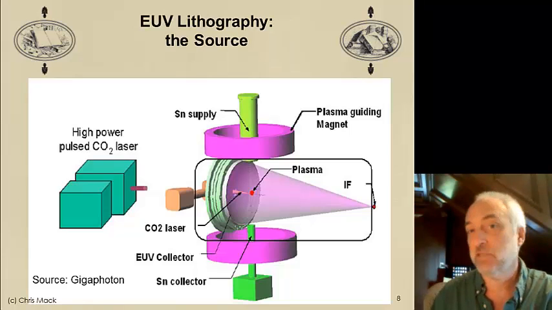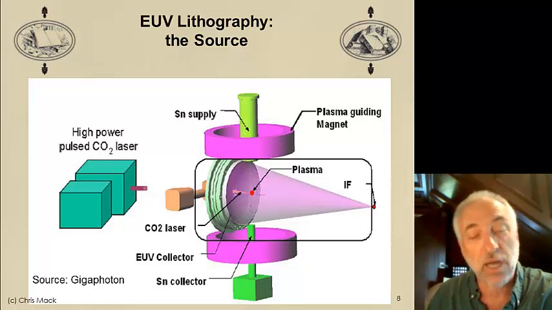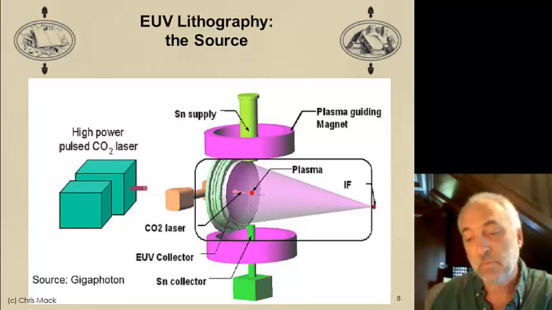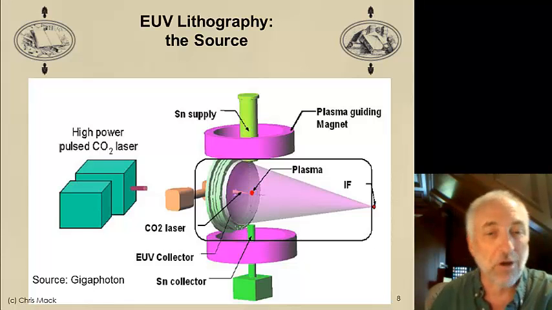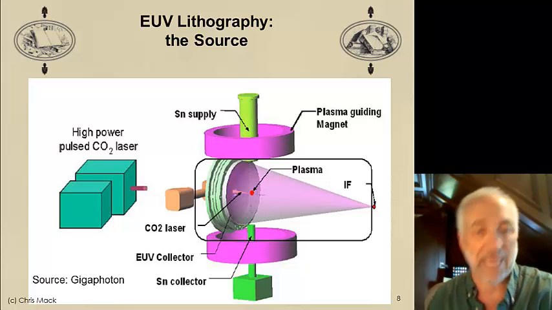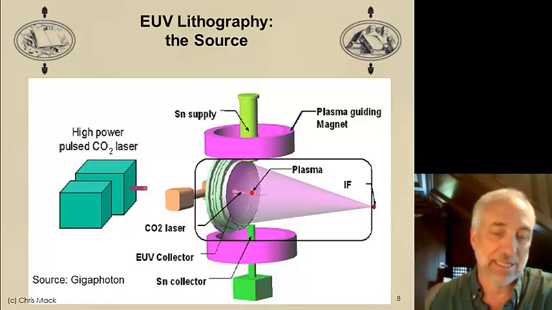The biggest challenge for EUV lithography is the source. We've had a lot of problems making a reliable source that produces high intensities of light. There's several different approaches, but the source type that's furthest along, the one that's getting the most attention, is called a laser-produced plasma, or LPP. The laser-produced plasma looks something like this.